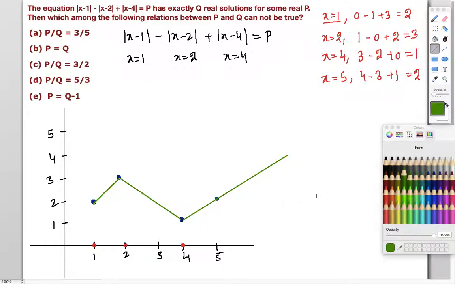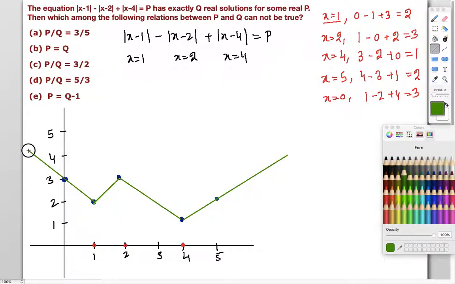Okay. Similarly, take one point x less than 1. So if I take the value of x which is less than 1, let's take x is equal to 0. And if I substitute x equal to 0, the point will be mod of 0 minus 1 is 1, 0 minus 2 is equal to 2 and 0 minus 4 is 4. So that will be equal to 3. So at x equal to 0, y is equal to 3. So I can mark this point and then we can plot the graph.